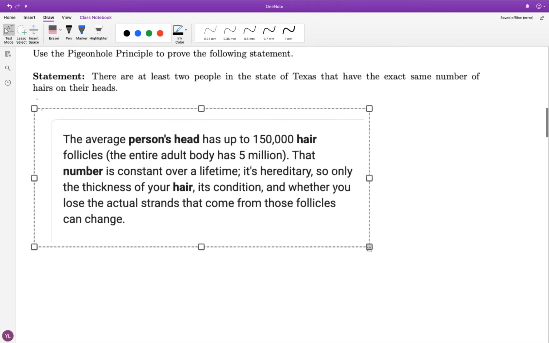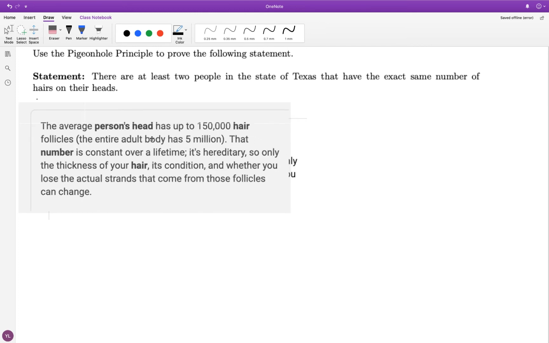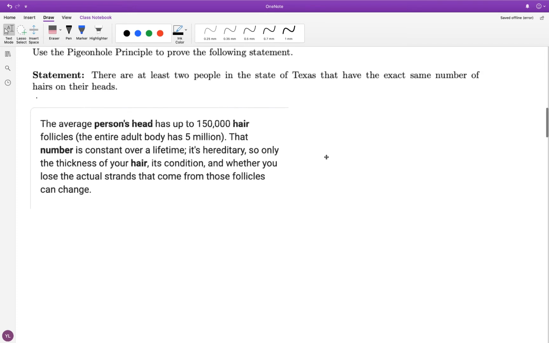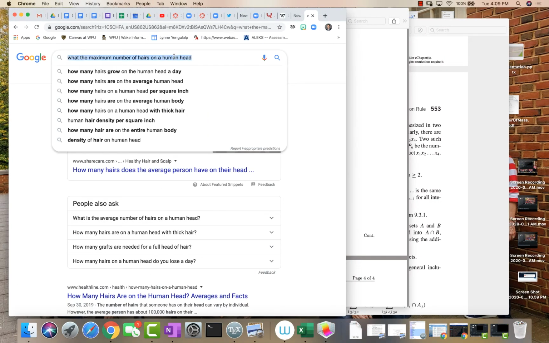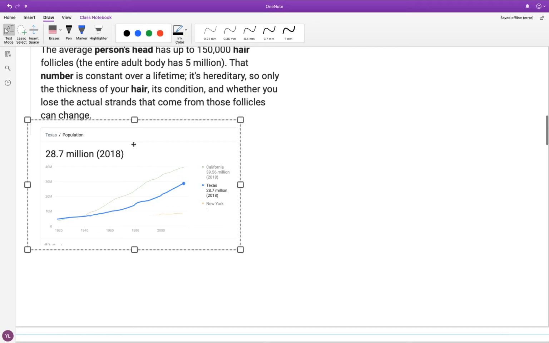All right, so it says on average you got 150,000 hair follicles on a person's head, but the entire adult body has something like 5 million. So like 5 million would definitely be a safe maximum for the amount of hair follicles on any person's head, in particular a person in Texas. Okay, now we go back over to Google and we ask what's the population of Texas. All right, and we have 28.7 million. That's in 2018. Something more than that now, probably.